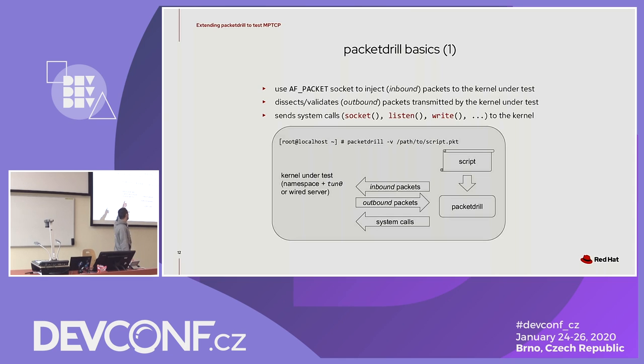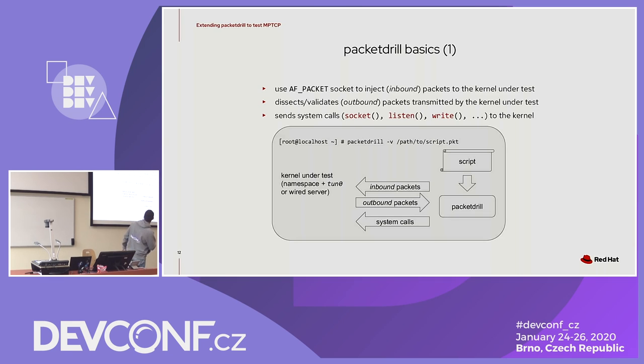Now, how Packetdrill works. This is the typical command line that I use in order to run a script. Packetdrill is made with a program that parses a script. The program uses a packet socket to inject packets and to sniff packets from the kernel that we are testing. And there is the possibility within the same script to send system calls. So you can open a socket, you can listen, you can bind, you can accept, you can read, write, you can tuple. Everything can be done in the same script.